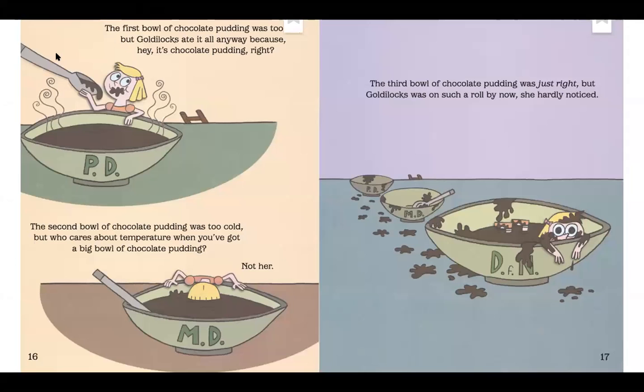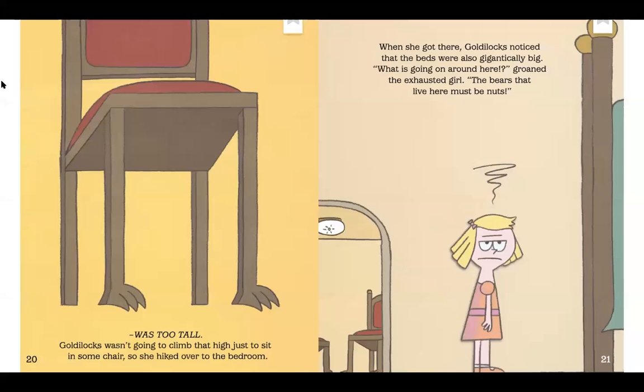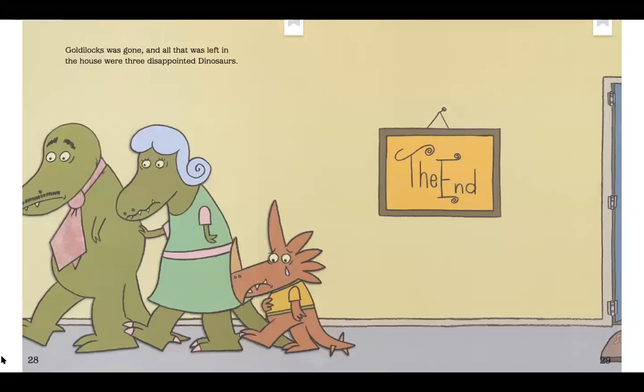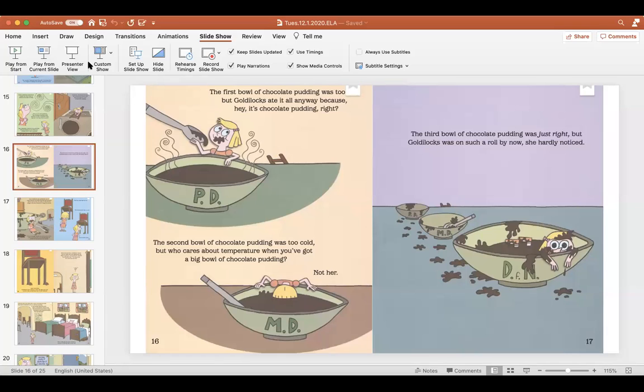The first bowl of chocolate pudding was too... what's that? Sorry. I'm going the wrong way. I'm so sorry. Sorry about that.